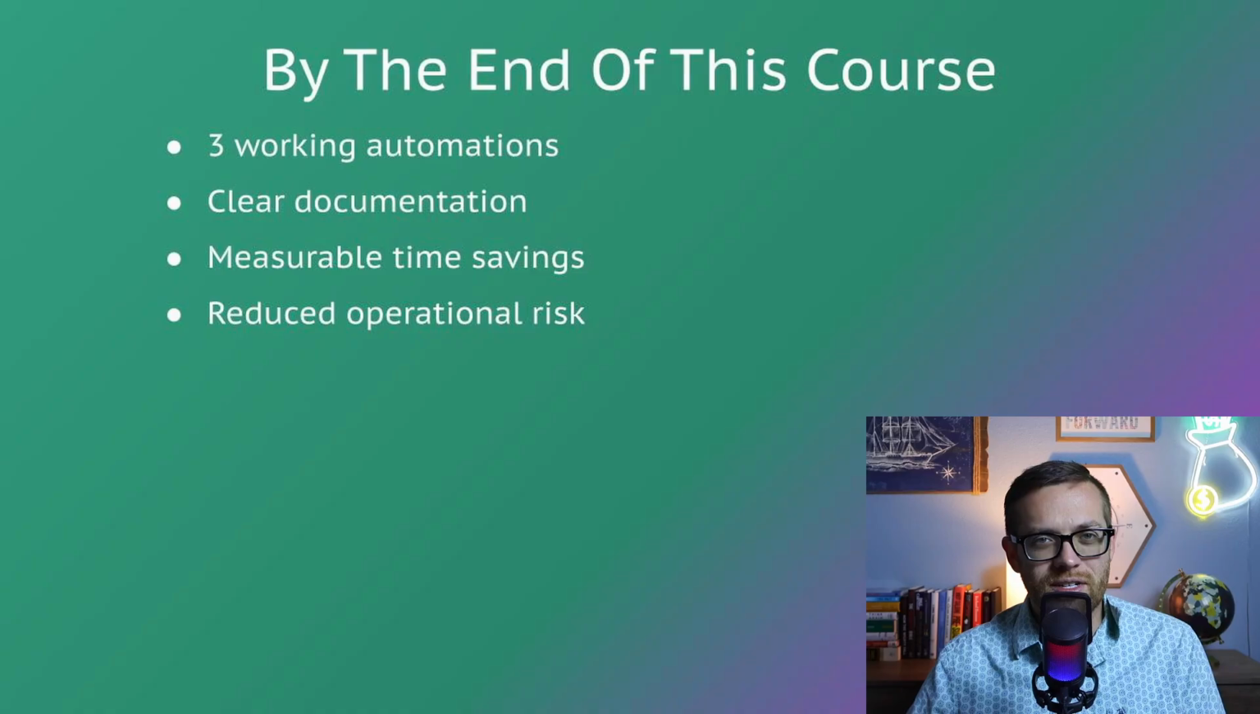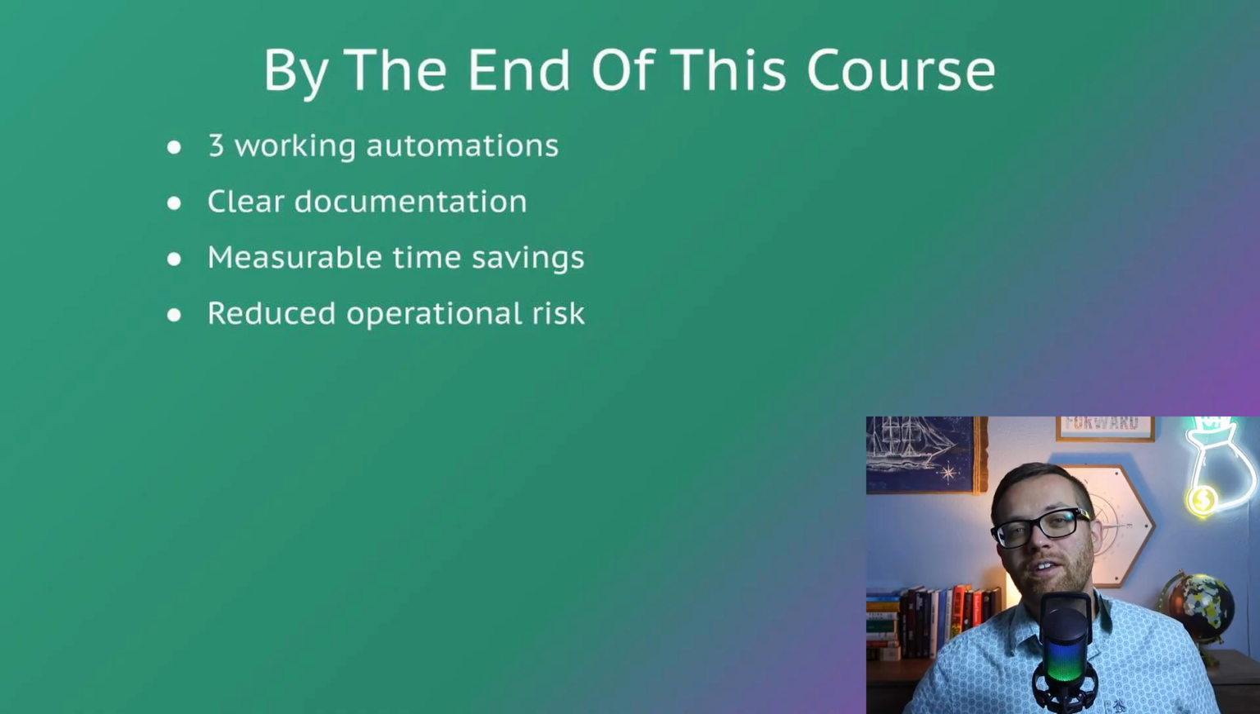By the end of this course, success is very concrete. You'll have 3 working Treasury automations. You'll be able to explain exactly how they work. You'll be able to quantify time saved and risk reduced. And you'll be able to present the automation confidently, not as an experiment, but as a real process improvement.